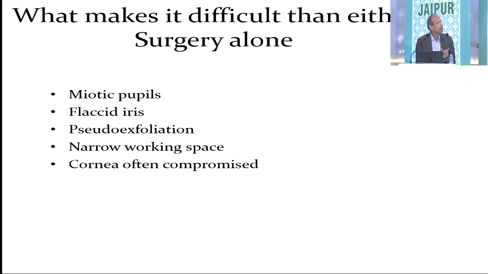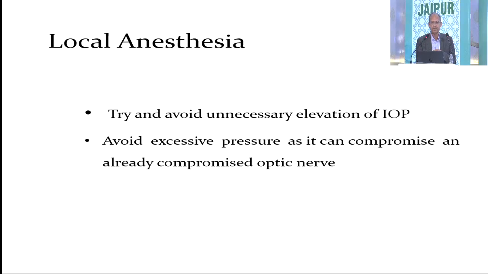Because of the miotic pupil, sometimes you have flaccid iris, pseudoexfoliation, and in angle closure there is narrow working space, and the cornea can be compromised because of the long-standing high intraocular pressure. With local anesthesia, we should try to avoid unnecessary elevation of intraocular pressure.